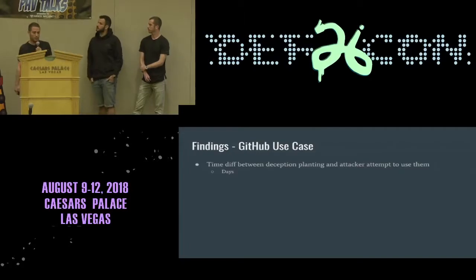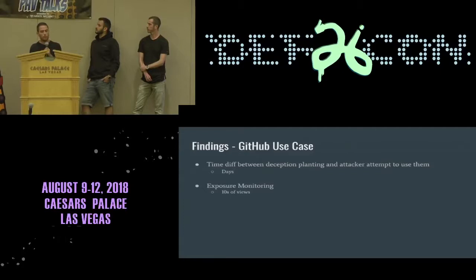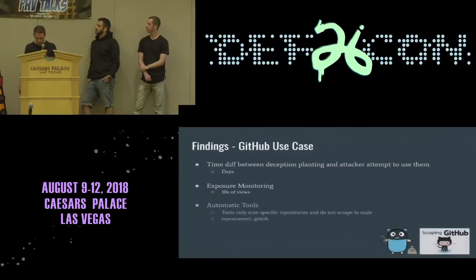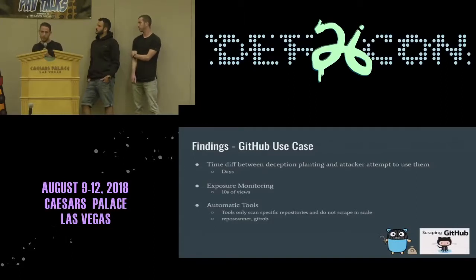GitHub is a great example too, but in contrast to Pastebin, here the average time between deception planting and attacker attempt to use them was days and not hours. The exposure was much less, only tens of views and not thousands of views. And in contrast to Pastebin, here the automatic tools scan only specific repositories and do not scan all the GitHub content. For example, Repo Scanner and Gitrob.